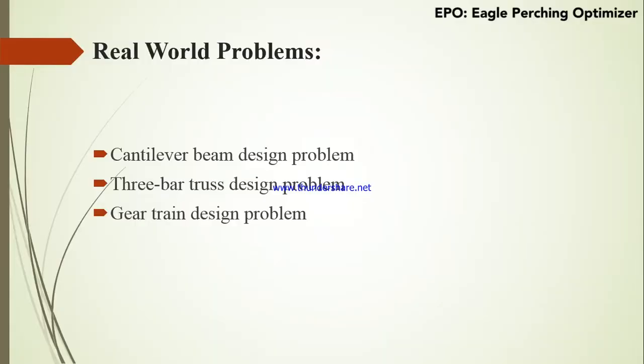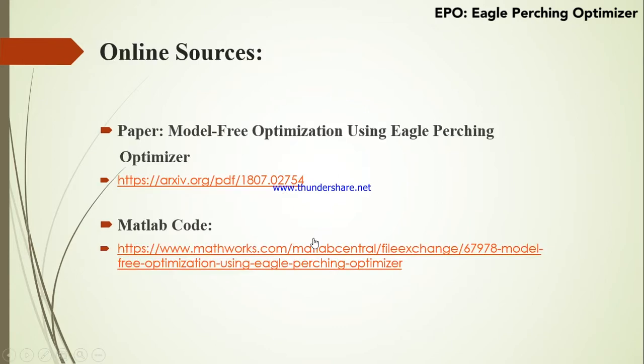We further expanded the horizon of this algorithm to real-world problems as well, which include some constrained problems. For example, we tested it on the cantilever beam design problem, the 3-bar design problem, and the third one was the gear train design problem. And all these 3 problems are comprehensively discussed and compared with some other renowned algorithms as well in our paper.